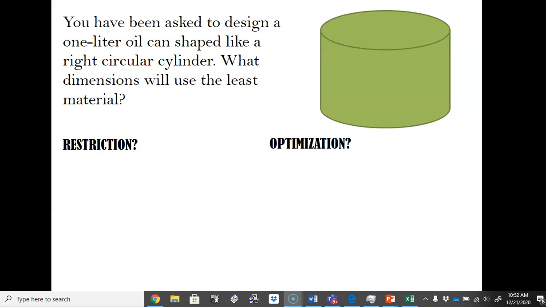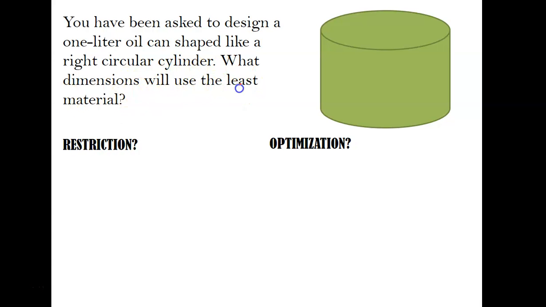We see lots of problems like this. So again, just like we talked about the other day, anytime you have an optimization problem, there's going to be something that you're trying to optimize. There's going to be something that you're trying to find the most or the least of, the maximum or the minimum. So you're going to see these extreme words. In this problem, we see what dimensions will use the least material. So I know that I'm minimizing.